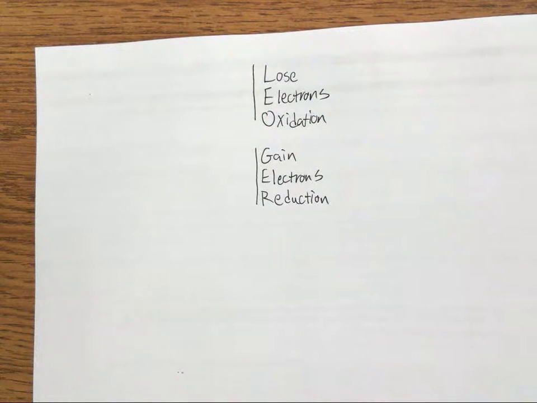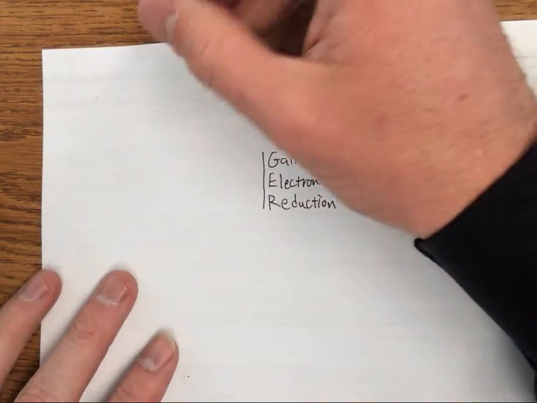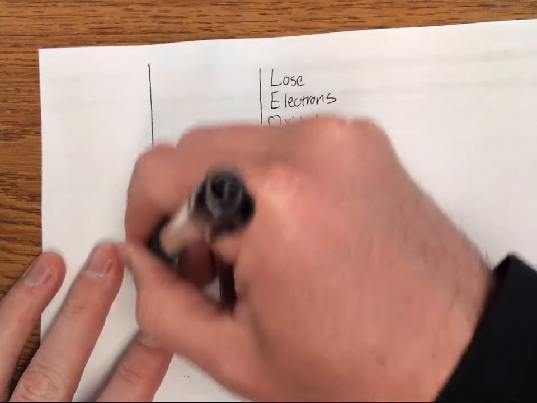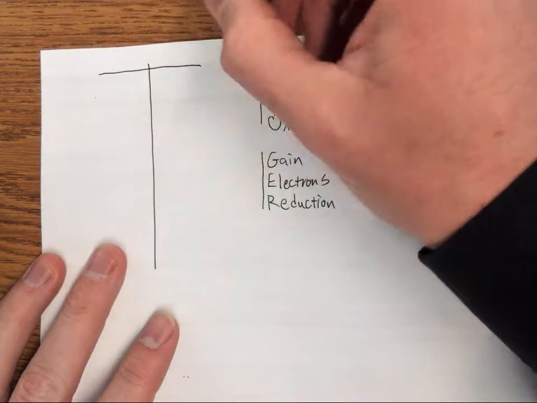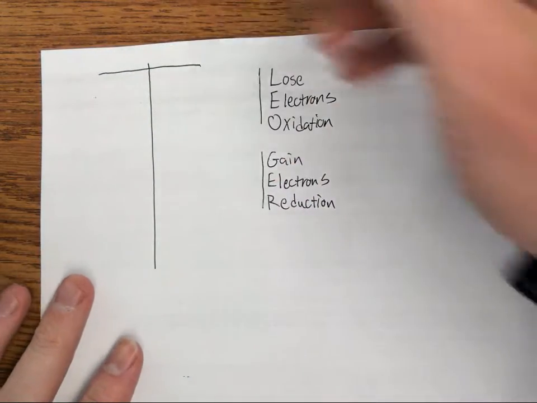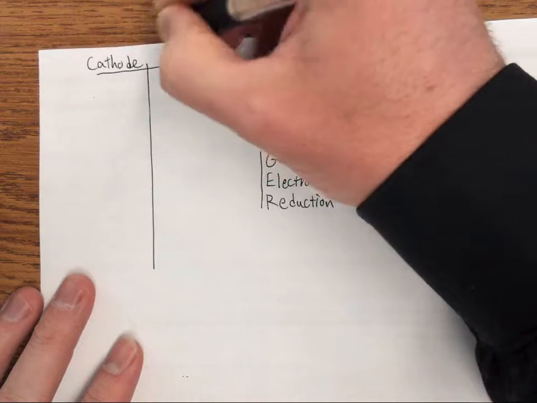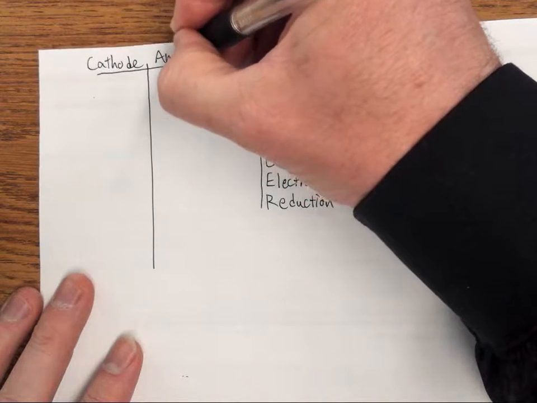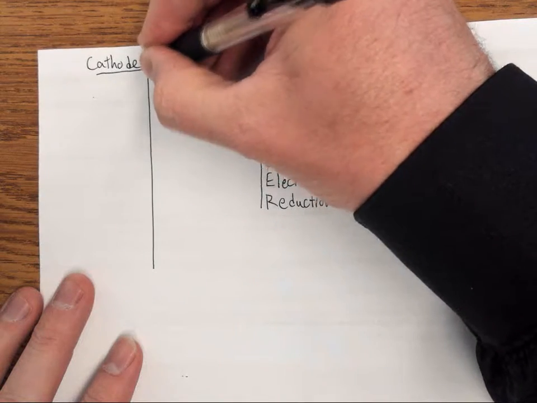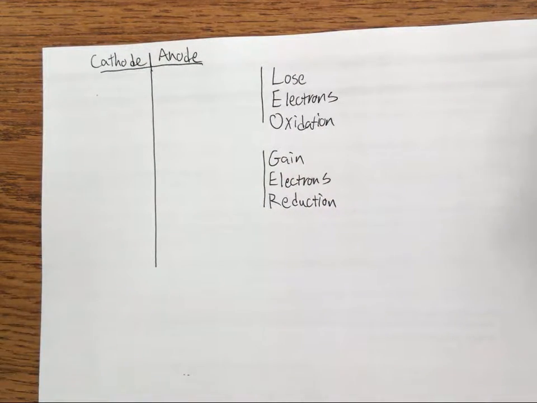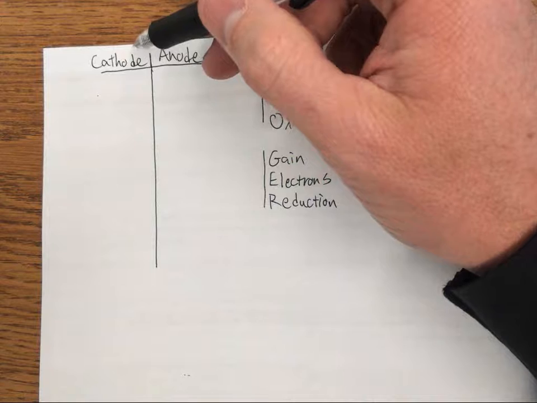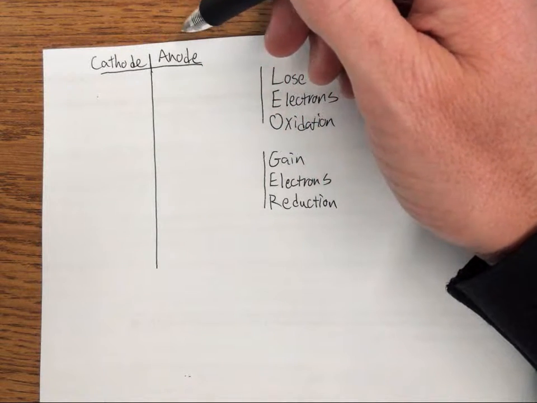I'm going to teach you about two other ones that are going to help you remember this for electrochemistry. So off to the side, let's make a little T-chart. I'm going to write the cathode and the anode. So the cathode is going to be one side and the anode is another.